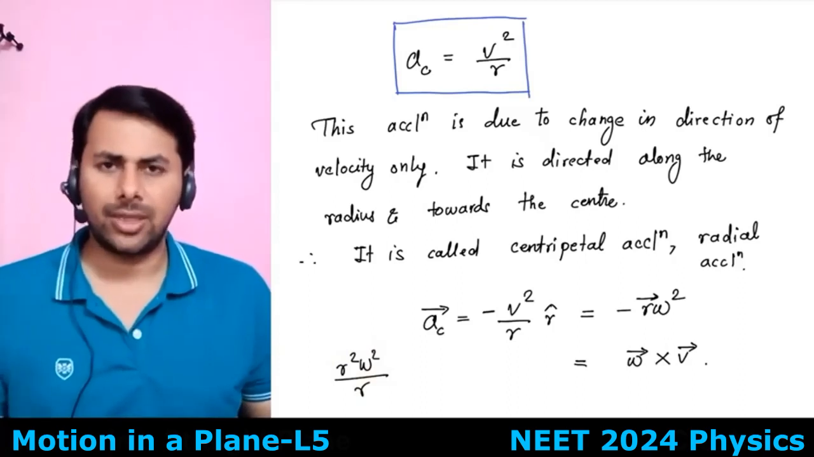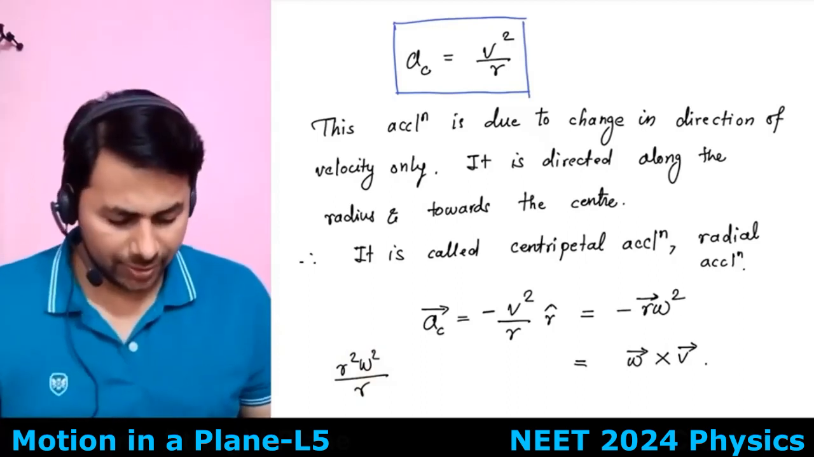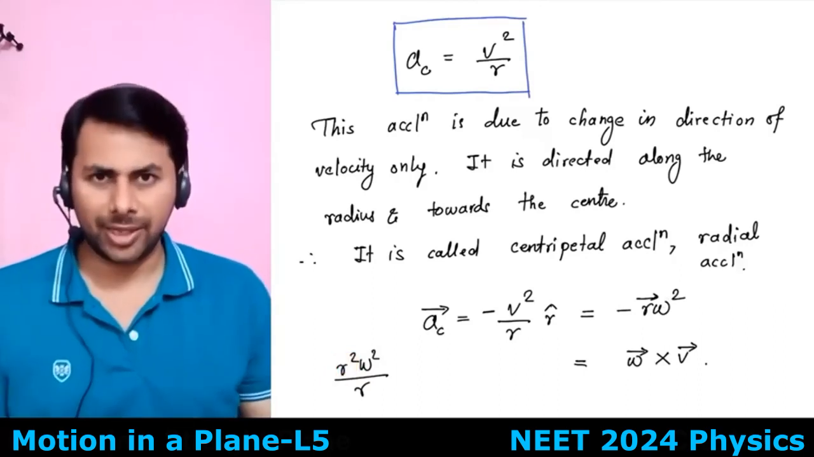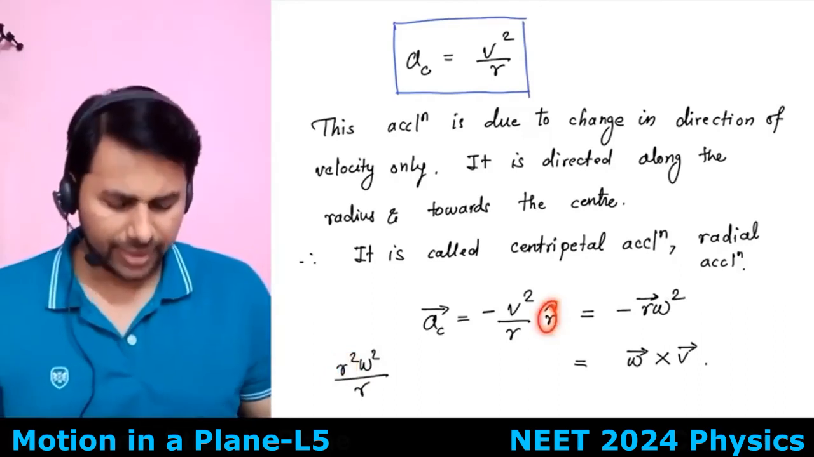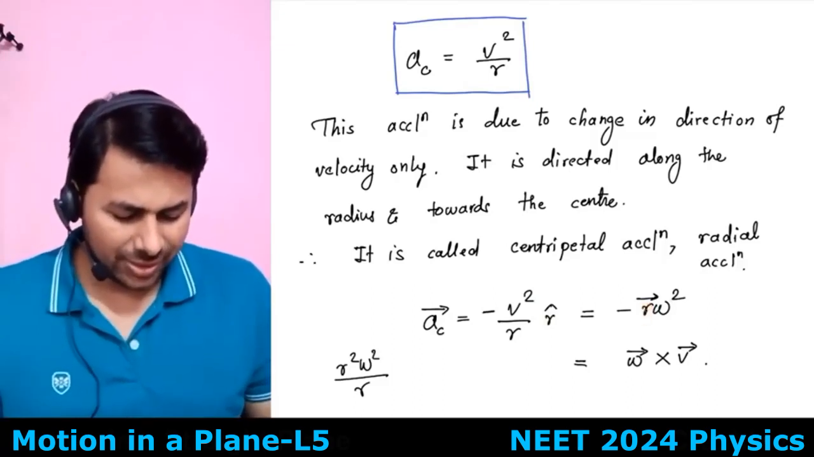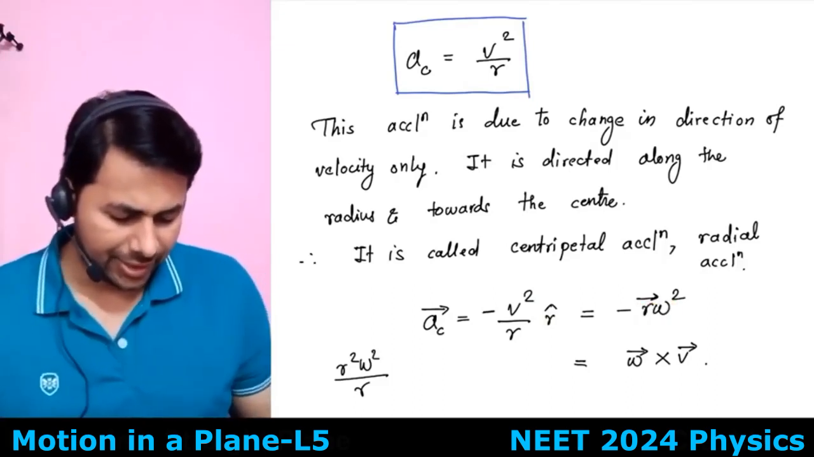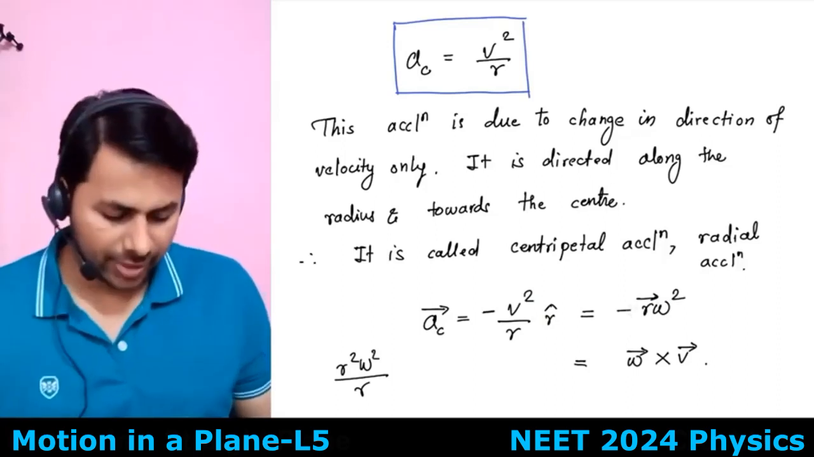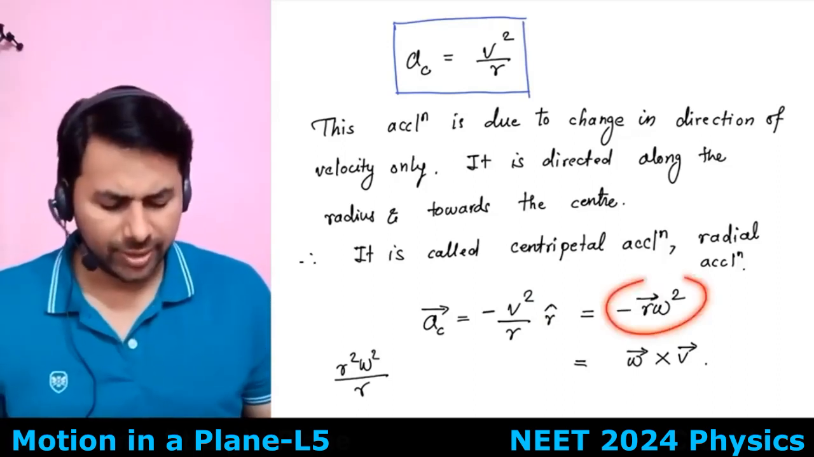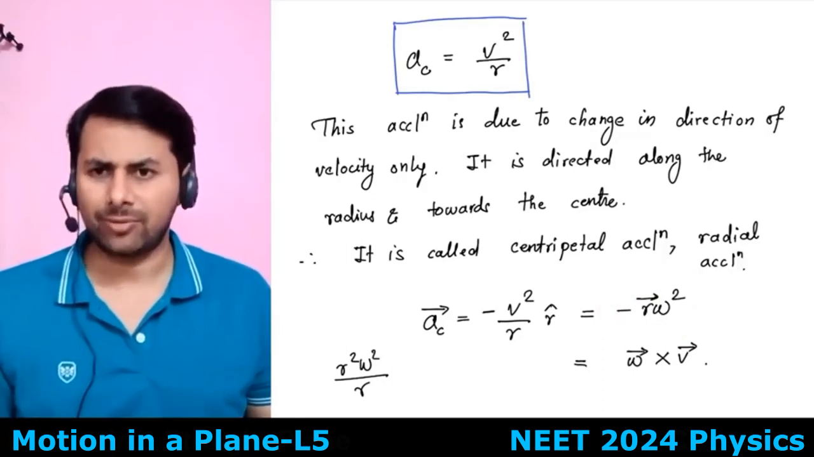R omega square. Now you want to show it with direction, so it will be equal to what? You already have r in the numerator, so you don't need extra r cap. So it is r omega square, and it's directed opposite to r bar. So that's why minus of r bar multiplied by omega square. This will be the formula in vector form.